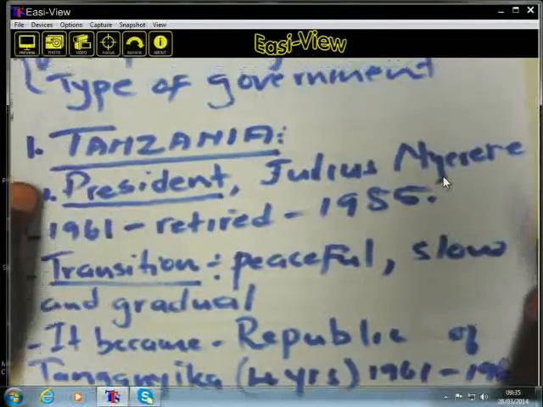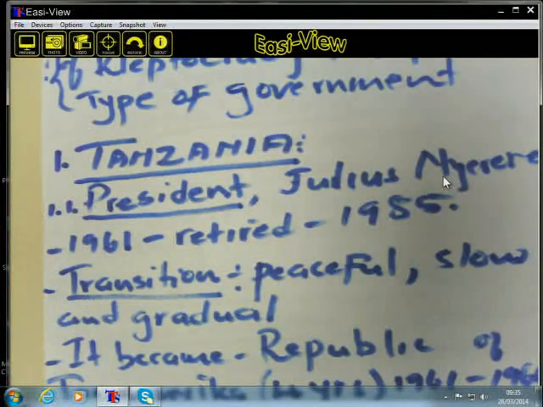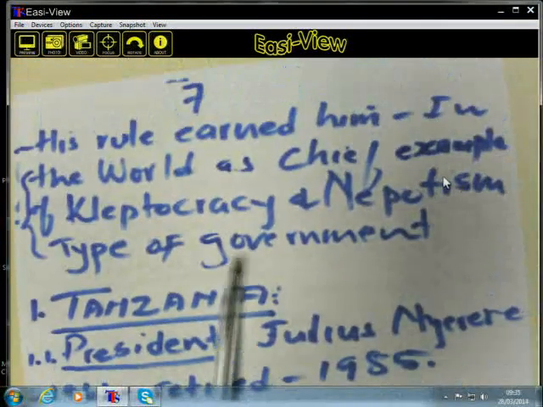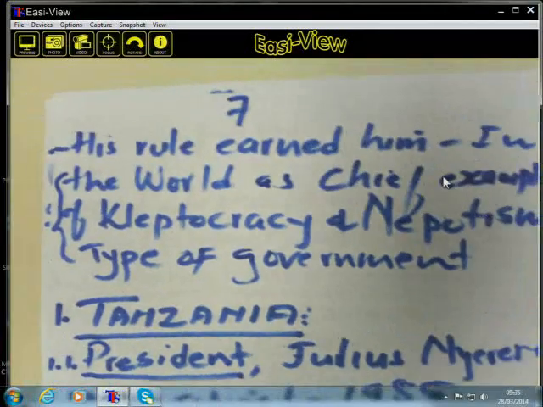And then his rule in Congo, and him, throughout the world, as a chief example of kleptocracy. You'll remember very well at the beginning I explained kleptocracy as well as African socialism. So his rule, the way in which he was governing politically and economically, he earned himself throughout the world a chief example of kleptocracy, as well as nepotism.